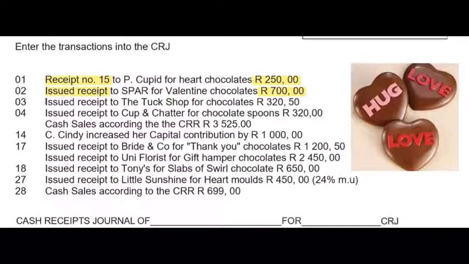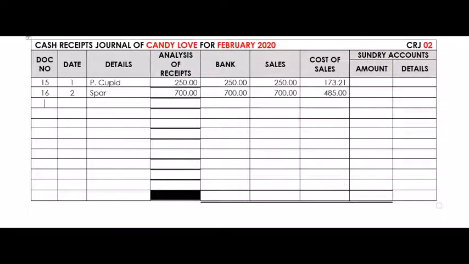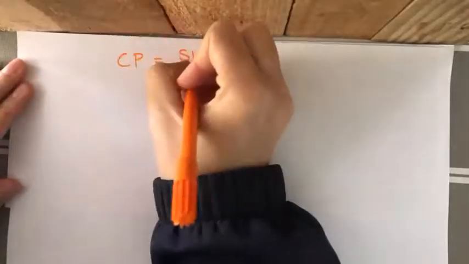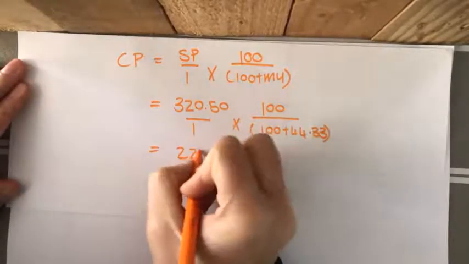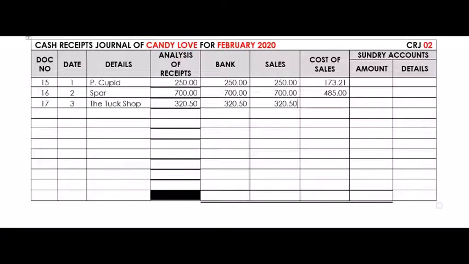Then on the third, we issued a receipt to the tuck shop for chocolates, 320 Rand and 50 cents. So it will be receipt number 17 on the third to the tuck shop, who paid us 320 Rand and 50 cents. You can draw your line because we didn't receive more money for the day and bank that 320 Rand and 50 cents that we received for a sale and calculate the cost price as and write it in the cost of sales column.